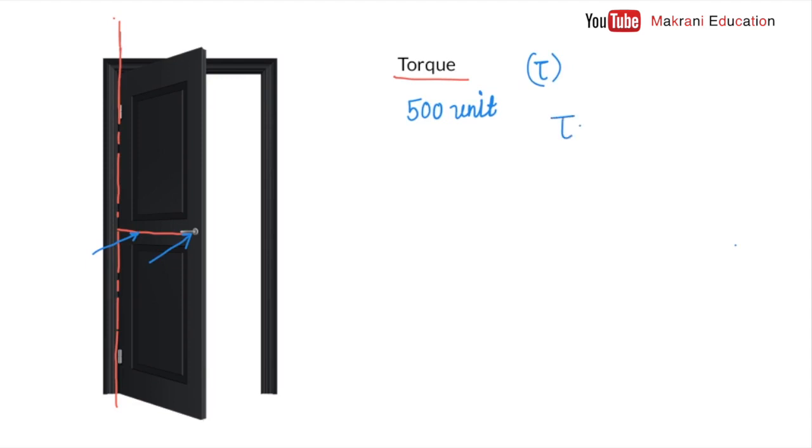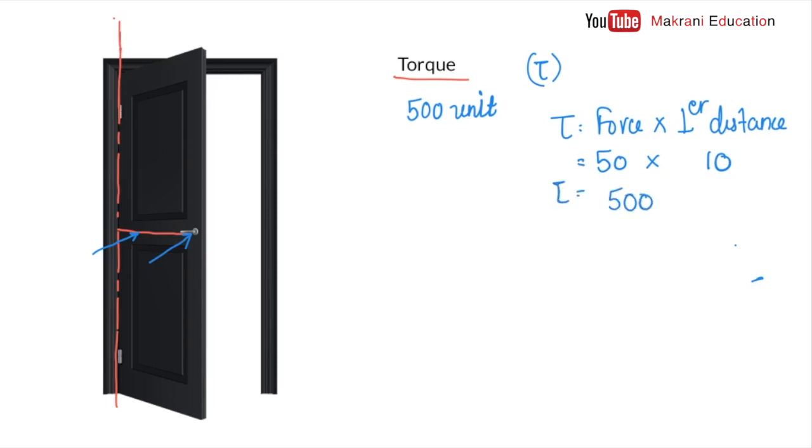One is force into perpendicular distance. So let us complete our example. So if this door requires 500 unit of torque, that means if I apply 50 unit of force to the perpendicular distance of 10 unit, then obviously my torque is 500 unit. Let us say this distance is 10 unit.